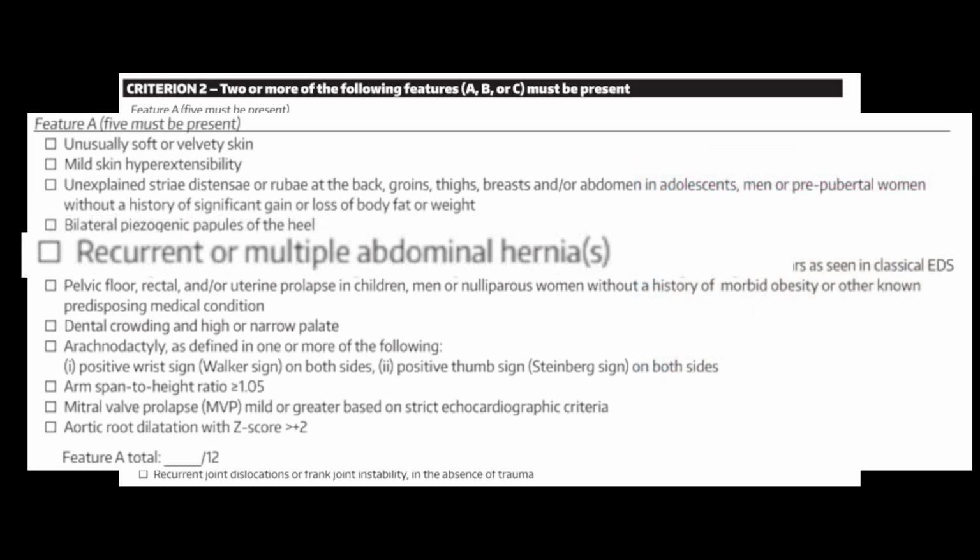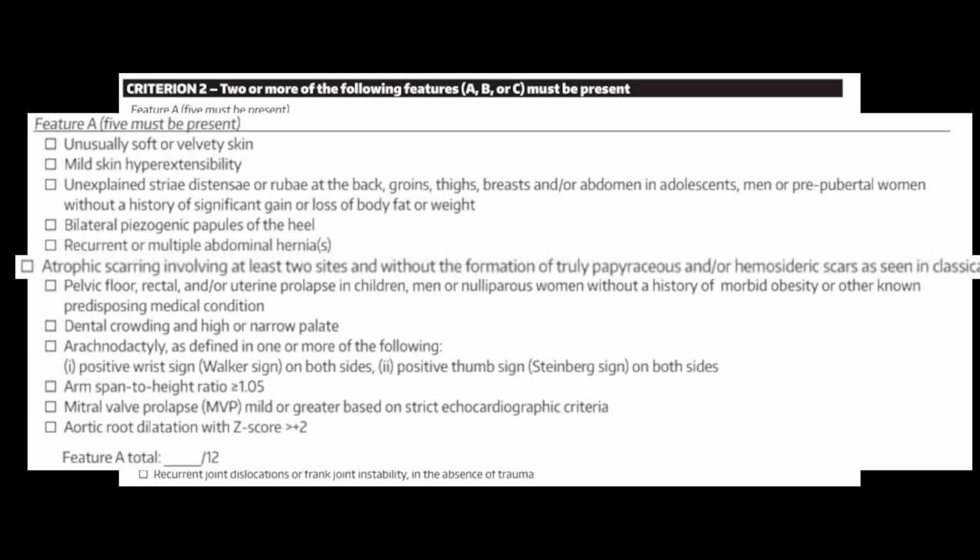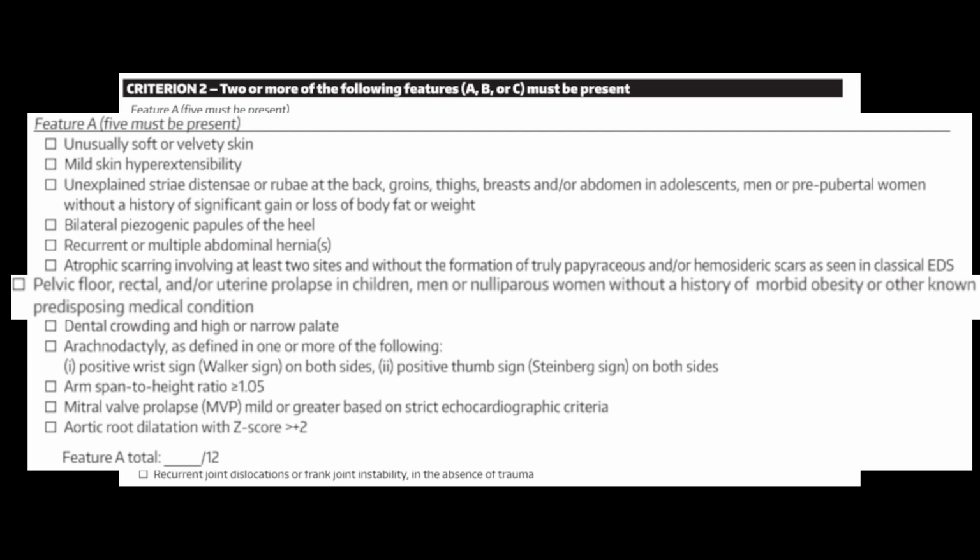Recurrent or multiple abdominal hernias. I do not have that one. Atrophic scarring. That's basically a type that's seen in classical EDS. I do not have that one, but you can easily find pictures on Google for that one. Pelvic floor, rectal, or uterine prolapse. I did have a uterine prolapse, so I did qualify on that one.